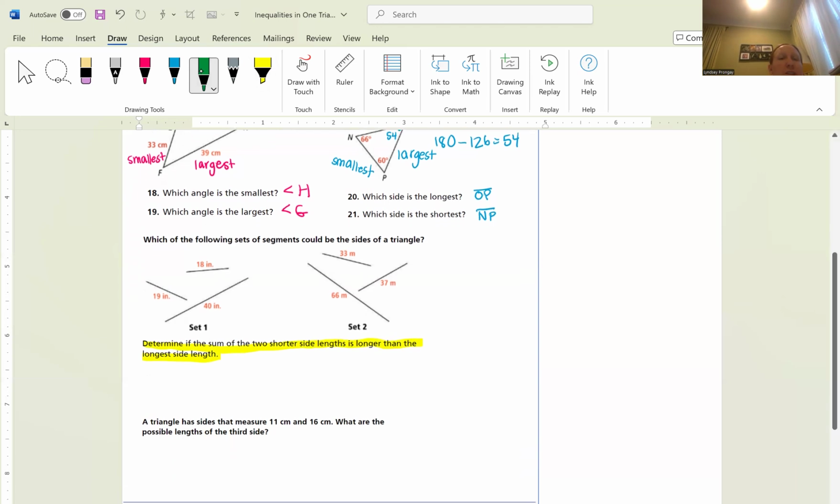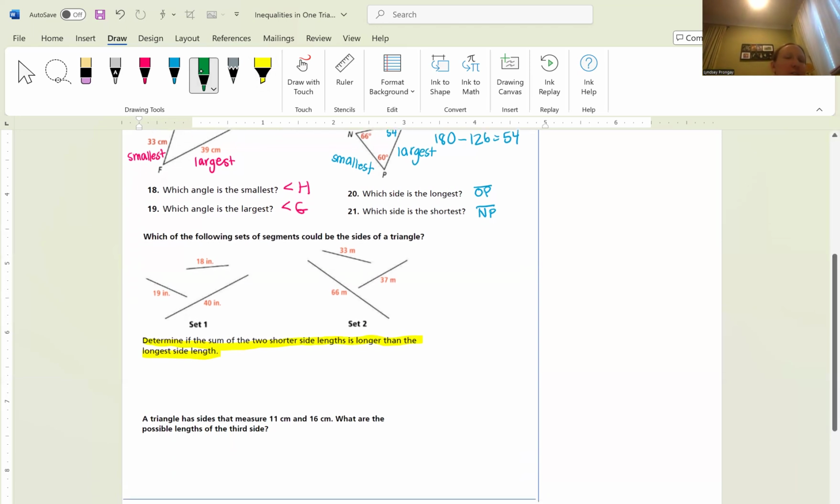So we have 2 sets here. In the first set, 19 and 18 are our shortest sides, and they add to 37. But 37 is not greater than 40. So set 1 is a no. Those would not be able to form a triangle. Okay, for set 2, we have 33 and 37 as our shortest. That adds to 70. Okay, 70 is greater than 66, so that is a yes.